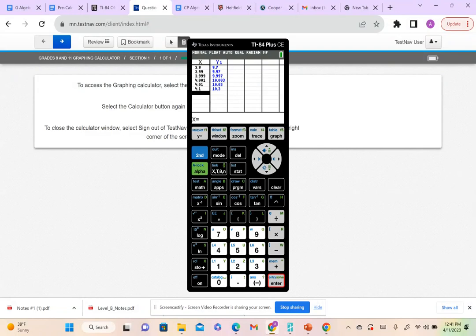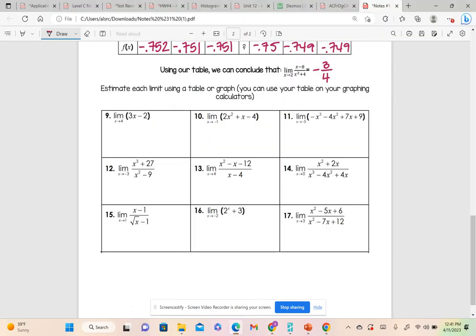We're approaching 10, right? We're getting really close. 9.7, 9.97, 9.997, 10.003, 10.03, 10.3. Okay, so my limit as x approaches 4 of 3x minus 2 is 10.